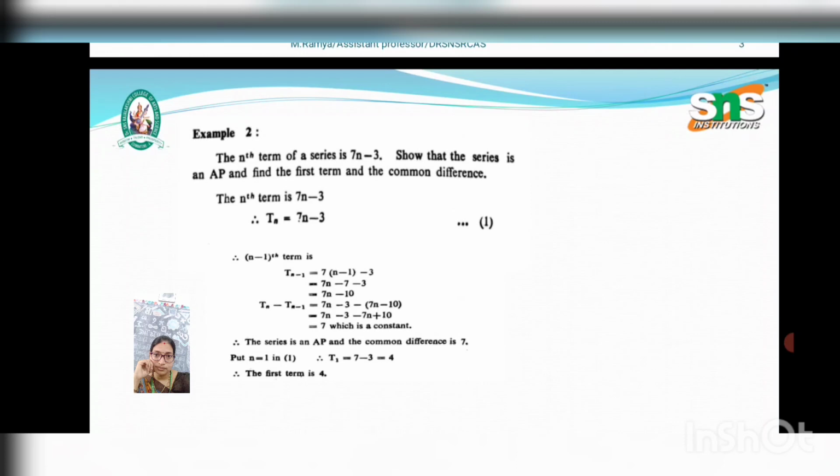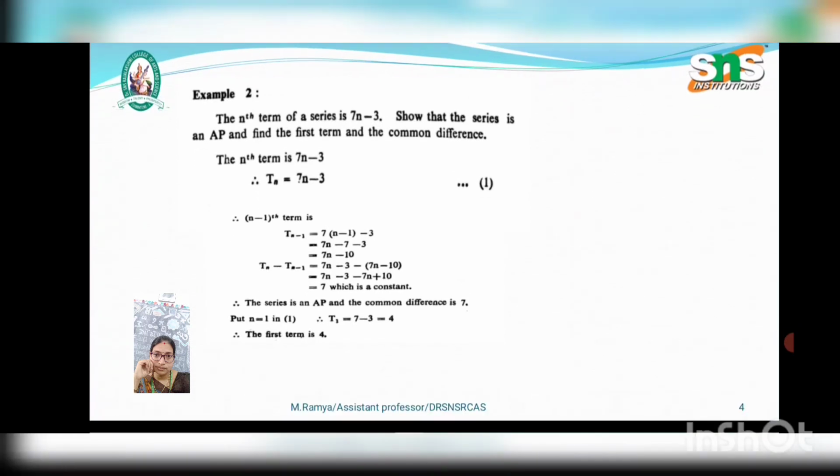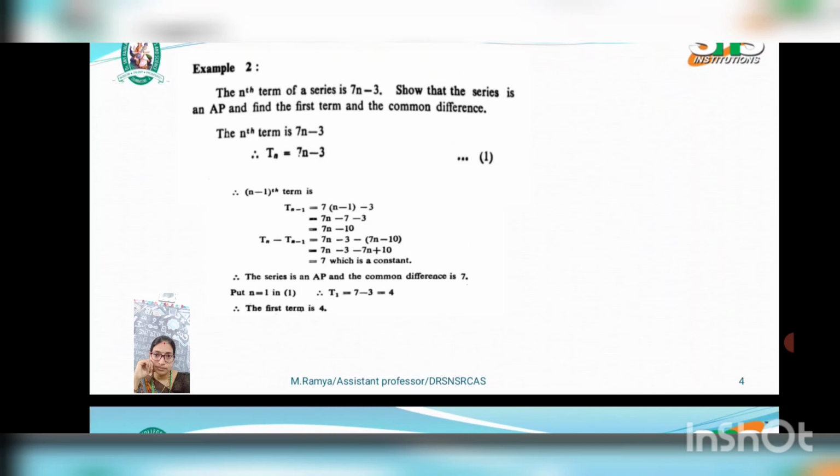Tn minus 1 equal to 7 of n minus 1 minus 3, which is 7n minus 7 minus 3, 7n minus 10. Then Tn minus Tn minus 1 is 7n minus 3 minus of 7n minus 10. 7n minus 7n cancels, minus 3 plus 10, you get 7, which is a constant. Therefore the series is an AP and the common difference is 7.